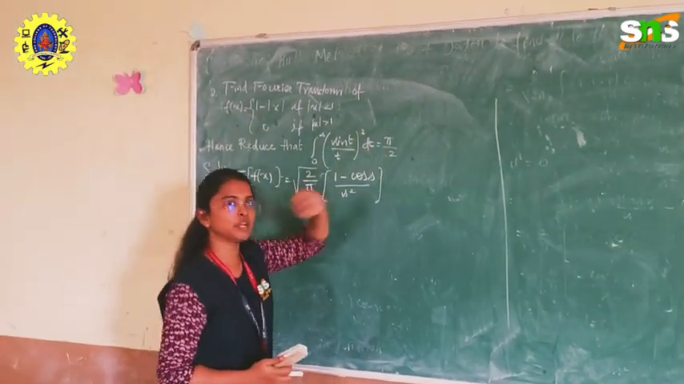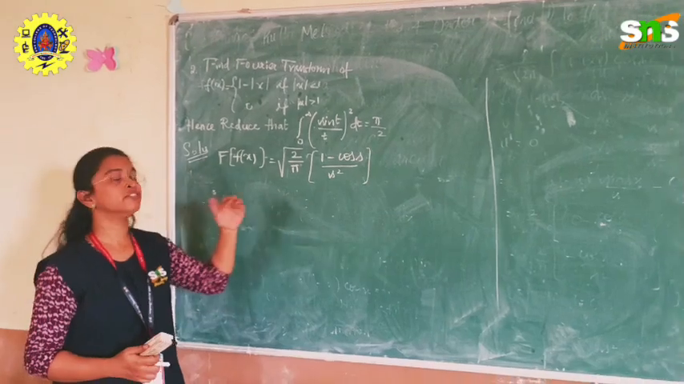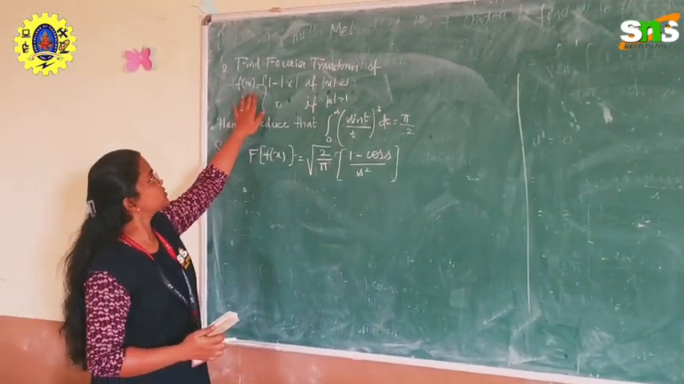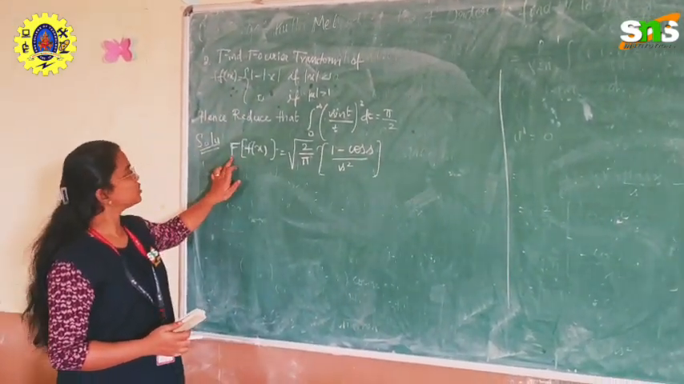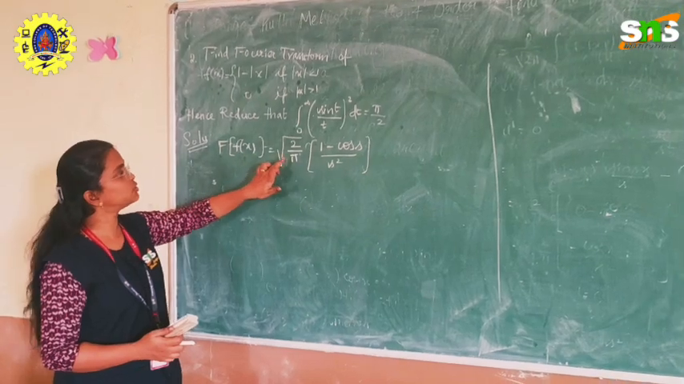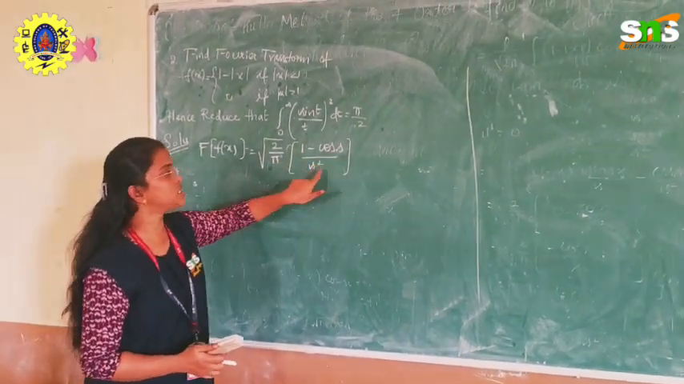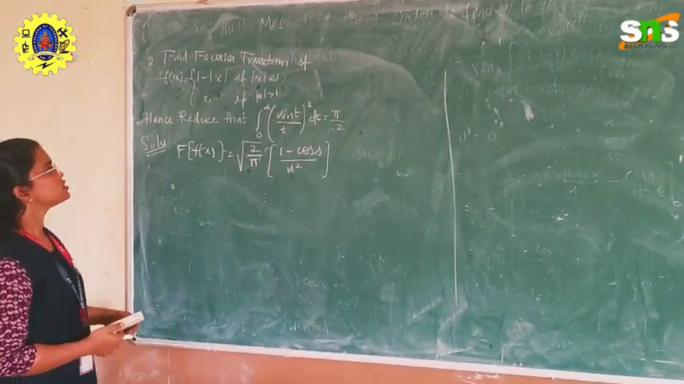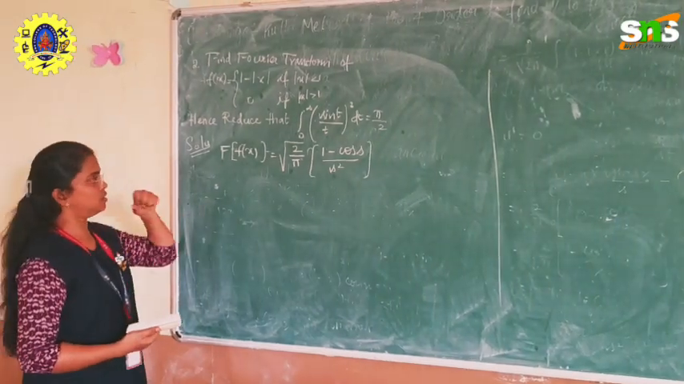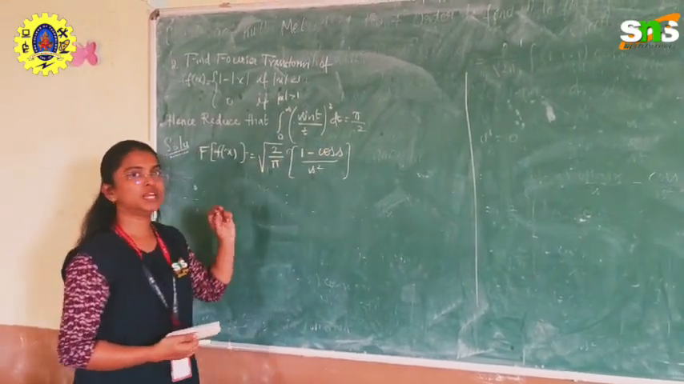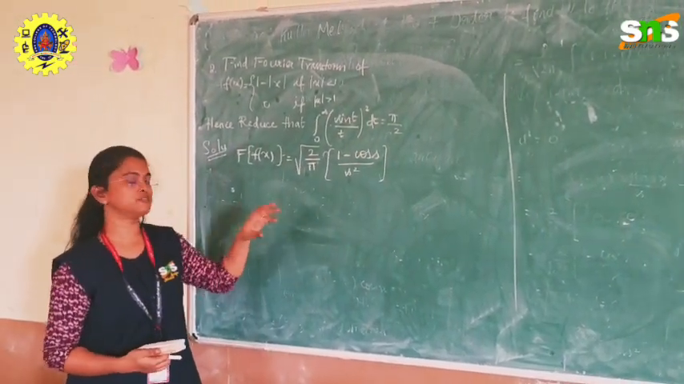dt is equal to pi by 2. So in the previous video we have found the Fourier transform of the function, which is Fourier transform of f of x is equal to root of 2 divided by pi times (1 minus cos s) divided by s square, right? So now we are going to find the function back from this part with the help of the inverse Fourier transform.